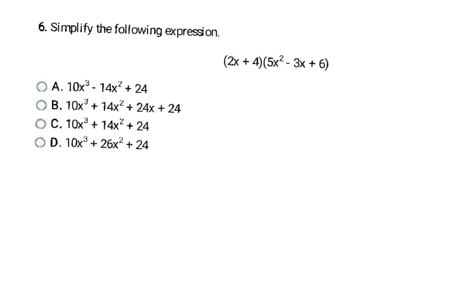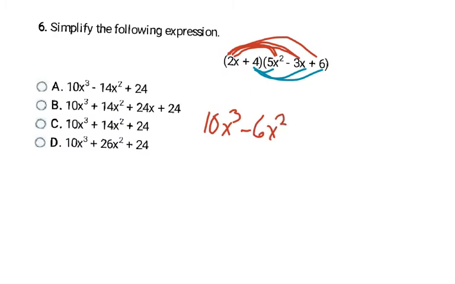Right, this one is also multiplication because there's no symbol between the parentheses, but now I have an additional term in my second set of parentheses, but that's no biggie. That just means I'm going to distribute the 2x to all three parts, and then I'm going to distribute my 4 to all three parts. So I'm going to take 2x times 5x squared, which is 10x cubed. I'm going to take 2x times the minus 3x, that's going to be minus 6x squared. And then I'm going to take 2x times the 6, which is plus 12x.